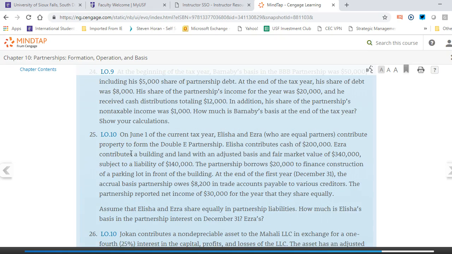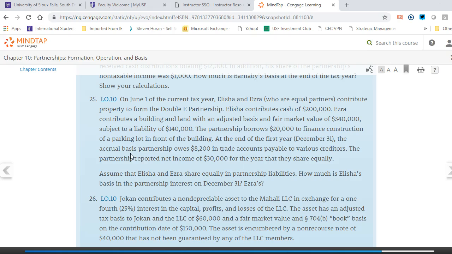And then for 25 is kind of along the same lines. On June 1 of the current year, Alicia and Ezra, equal partners, contribute property to form Double E. Alicia contributes 200,000. Ezra contributes a building and land with an adjusted basis and fair market value of 340, subject to a liability of 140. The partnership borrows 20,000 to finance construction of a parking lot in front of the building.